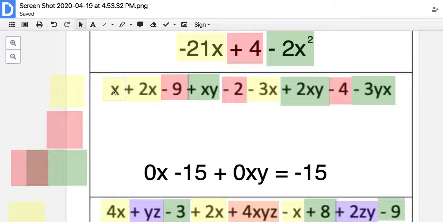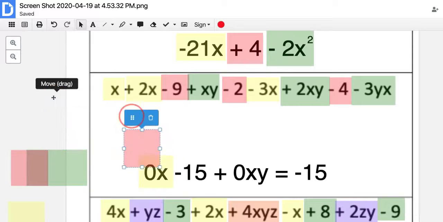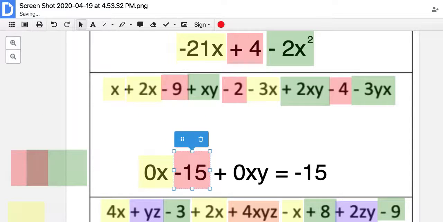My yellow ones are my x, positive 2x, and my negative 3x. So the 2x and the x makes 3x. And this negative 3x will be 0x. So that's why here I have 0x. Now the next one is my negative 9, my negative 2, and my negative 4. So all of them are negative, so that means I can go ahead and add them because they're the same sign, and that will give me negative 15.